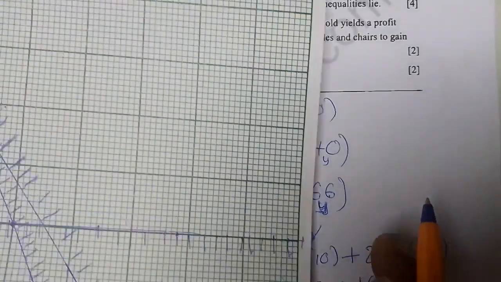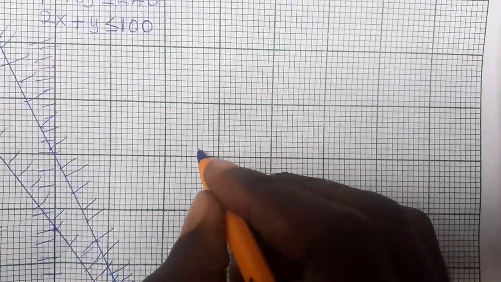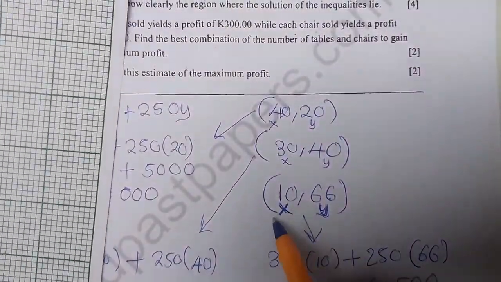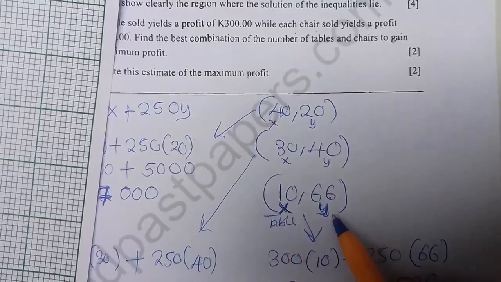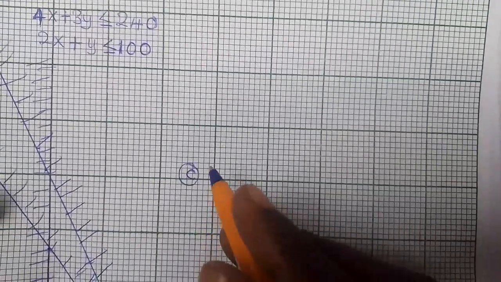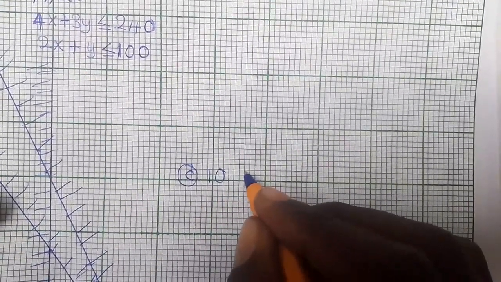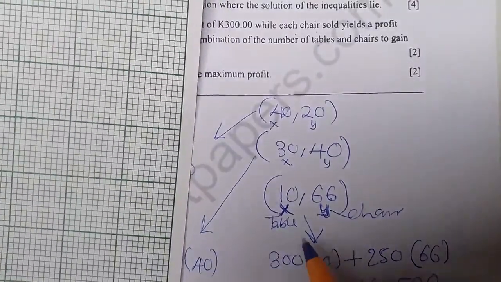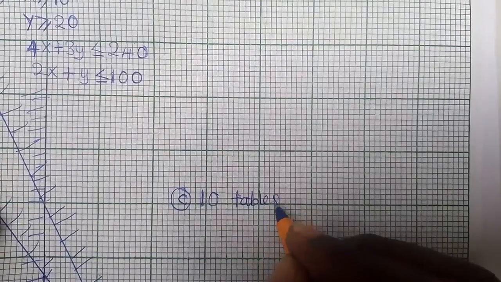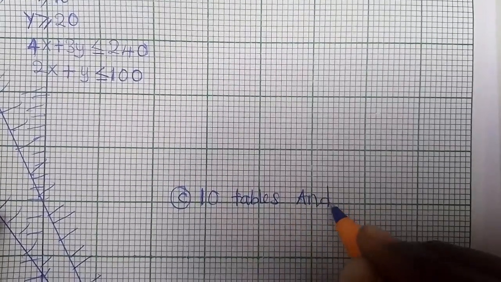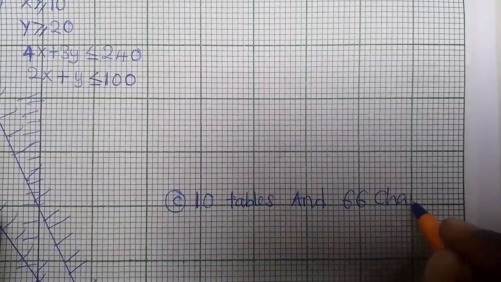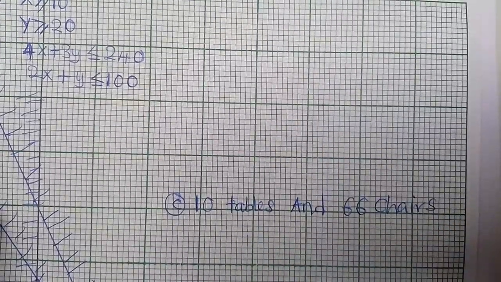So C, you write now on your graph. What are you answering on the C? X is table. This is chair. So what we are saying is 10 tables, I mean. X is table. So 10 tables and what? 66 chairs. This is your answer. This is how you need to do it.